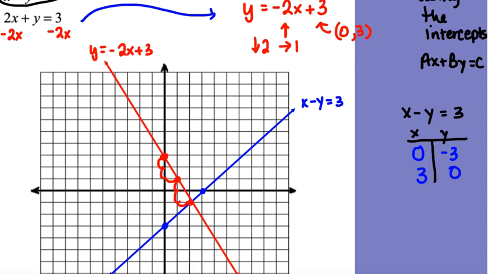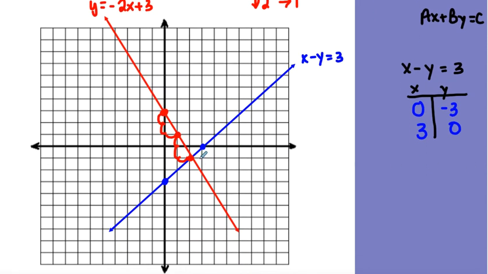Okay, so I drew the lines, but what I'm really looking for is that point of intersection, which appears to be (2, negative 1). Okay, now I'm always going to let you check your answer on Desmos because when we graph by hand, it can get really touchy.